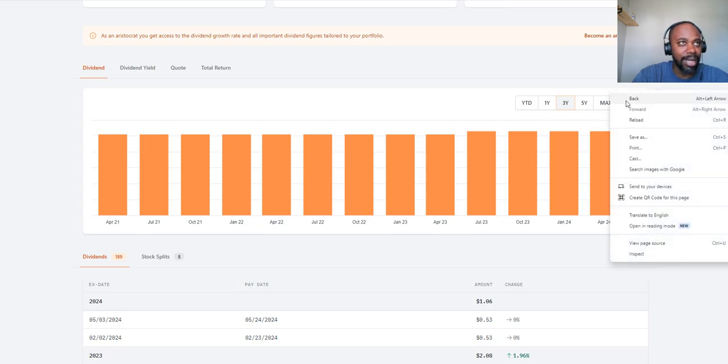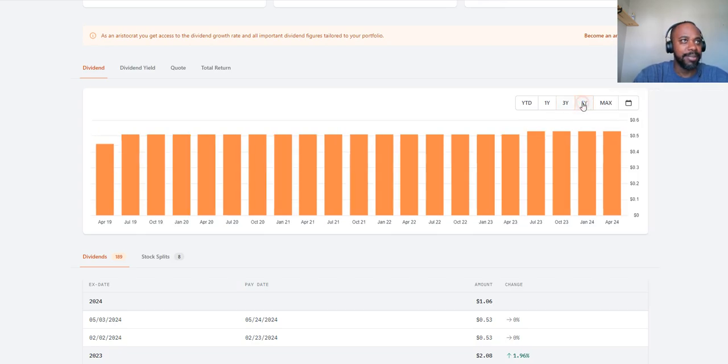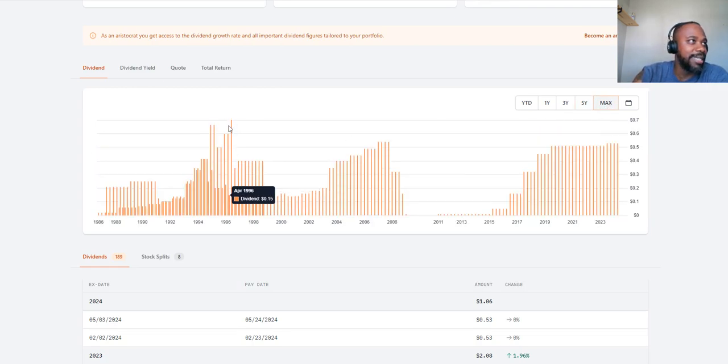Now, I looked at this from a 5 year out perspective, and you can see back in 2019, the dividend was 45 cents per share. So we're steadily making progress, not necessarily at the highest dividend we've ever had for Citigroup, which was back in 1996. It was 70 cents per share. So that's a little bit of history for you guys.